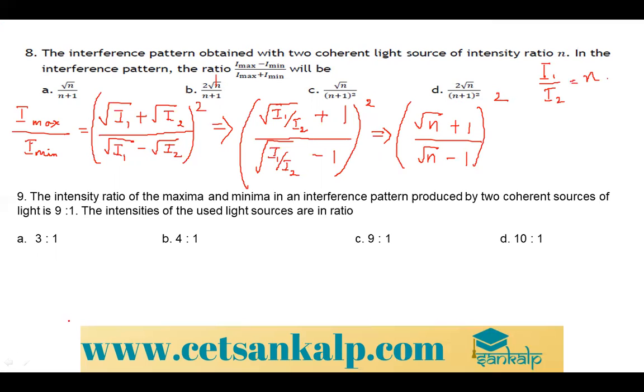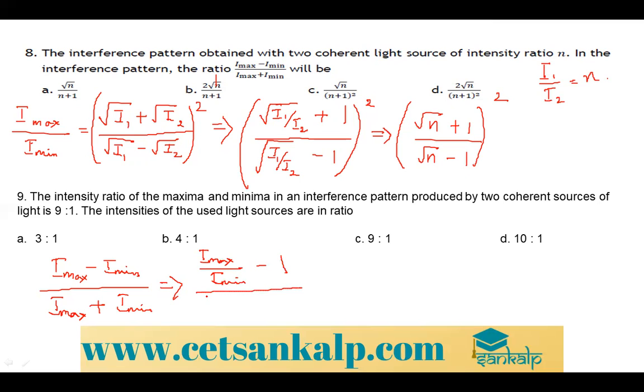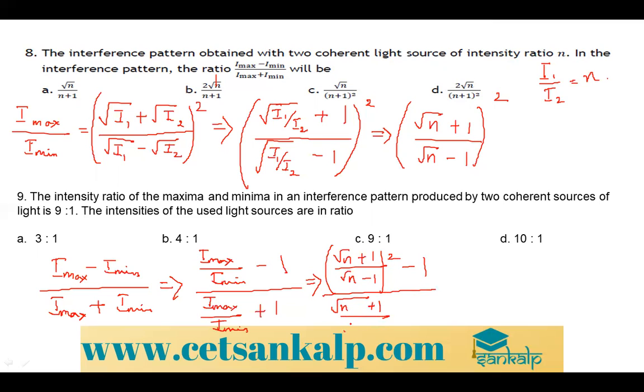Now they have given an equation: I max minus I minimum divided by I max plus I minimum. Now what I'm doing is dividing by I minimum. So I max divided by I minimum minus 1, divided by I max divided by I minimum plus 1. So it is nothing but root n plus 1 divided by root n minus 1 the whole square minus 1, all divided by root n plus 1 divided by root n minus 1 the whole square plus 1.